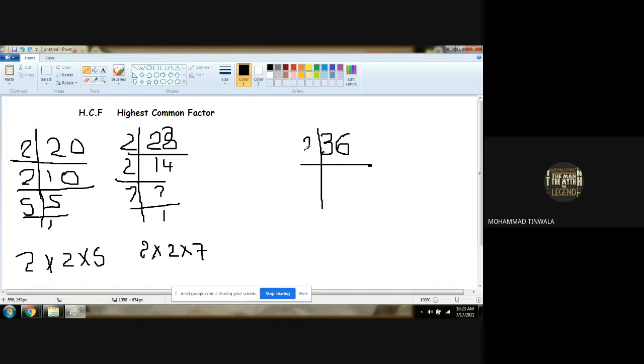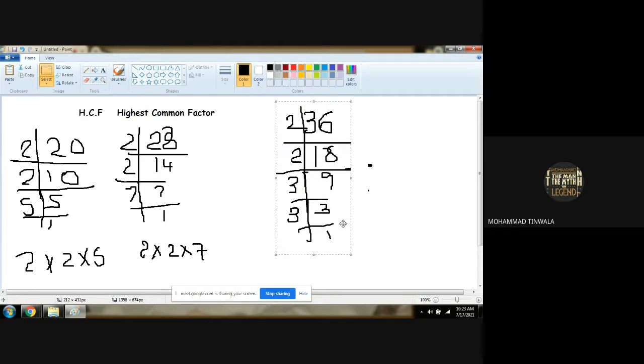And now for 36: 2 18s are 36. 2 9s are 18, then 3 3s are 9, 3 1s are 3. So the factors of 36 are what? 3 into 2 into 2 into 3 into 3. Very good.